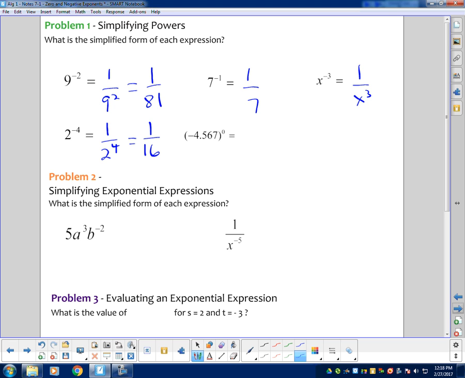Even teachers do that sometimes. They just kind of look at it quickly and do it. So what about here? Negative 4.567 to the 0. Okay, as long as it's non-zero, it's 1.